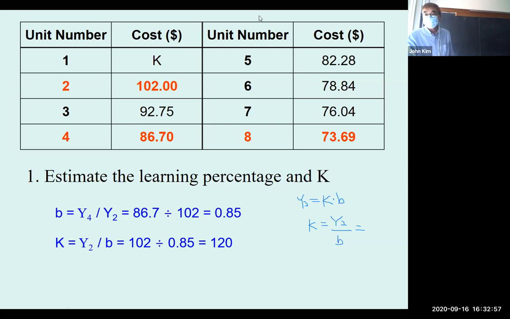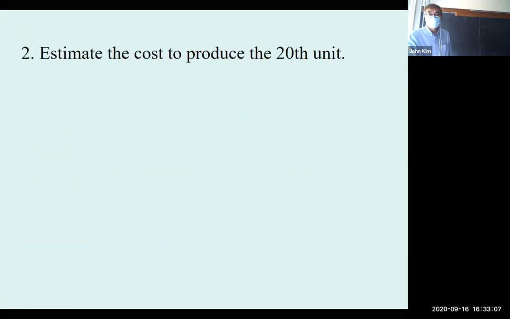Then, next question. Estimate the cost to produce the 20th unit. So the 20th unit, y 20th at 85% equals K times unit factor 20 at 85.